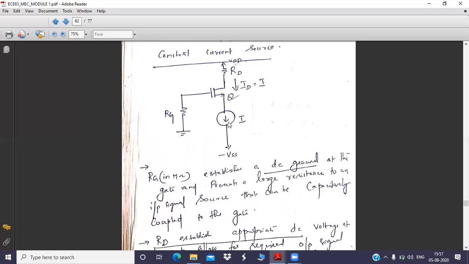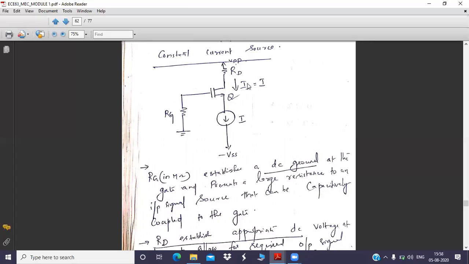You have fixed this constant current source at the source terminal so that the drain current flowing through the MOSFET will be the same as I. It is not going to change. Neither will it be more than I nor less than I. It is going to be fixed. That is appreciable for any product or any circuit where the biasing should be appropriate.